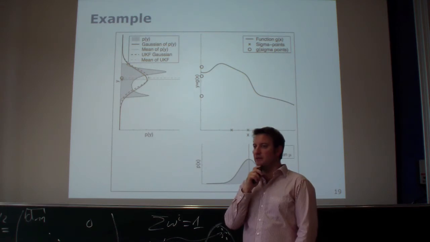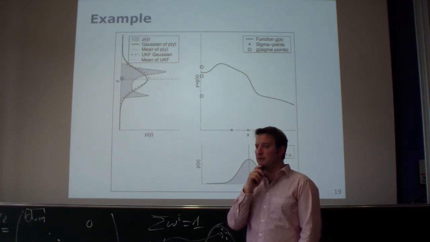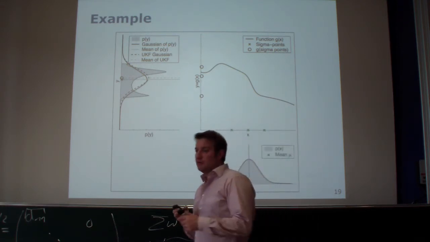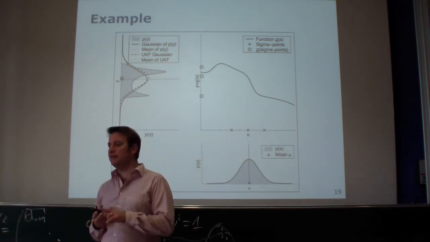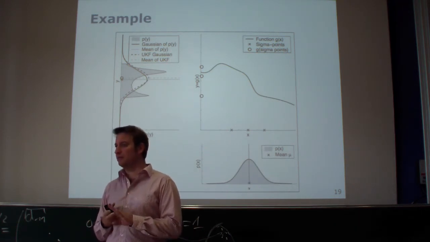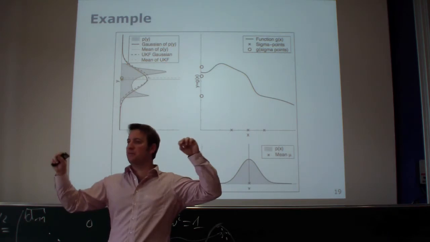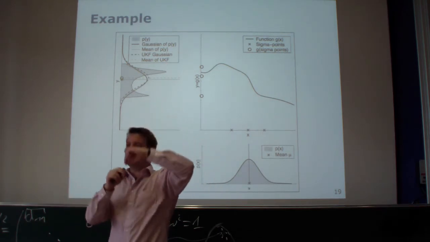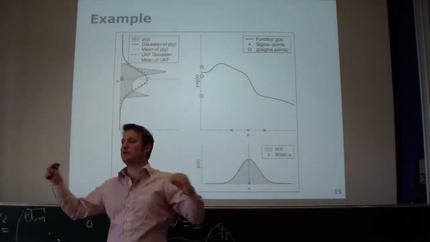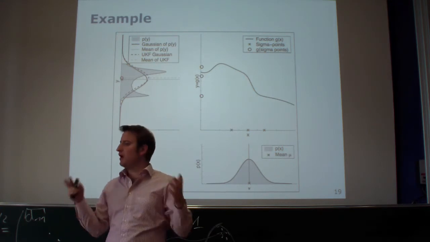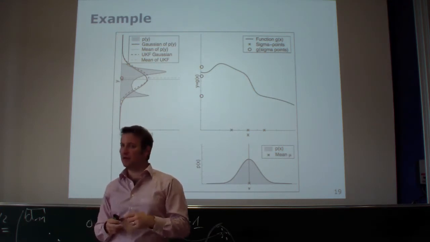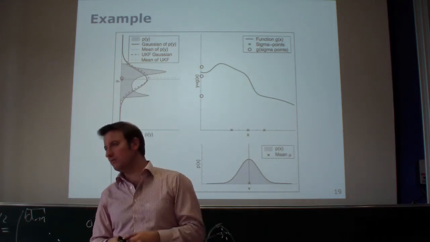How many of these points are enough to calculate? The answer to the unscented transform is that it uses 2n plus 1, where n is the dimensionality. So you have 1 for the mean, then you take pairs, which are distributed around the mean, one pair for every dimension. So if you have a 100-dimensional Gaussian, you would take 201 points.